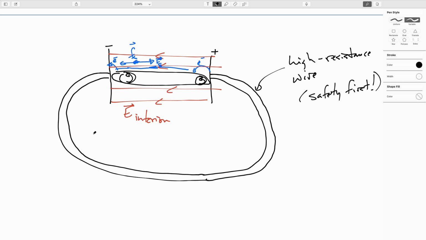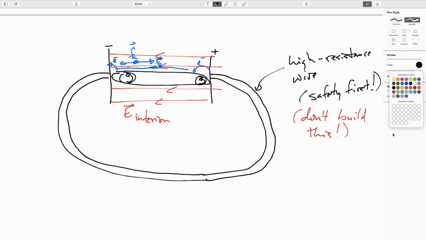So if you're going to try to do this at home, do not use wire. In fact, just don't do this. Let's think of this as a thought experiment. So with all of those caveats in mind, here I'm even going to say, don't build this. So with all those caveats in mind, let's think about what would happen to the fringe field.